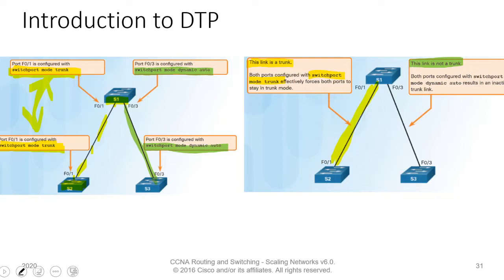So based on the configurations of different ports of the switches, or different ends of the links, or how different switches are connected, DTP would dictate what links are trunks and what are not.